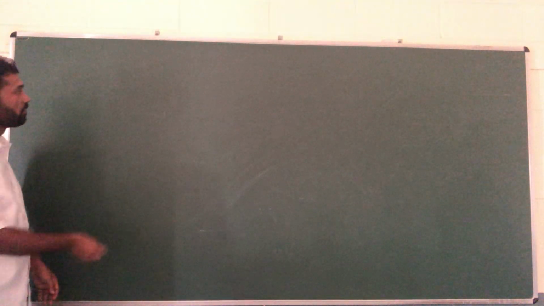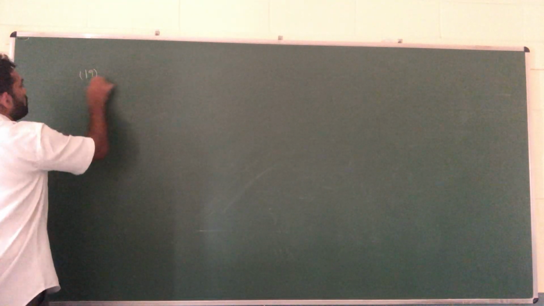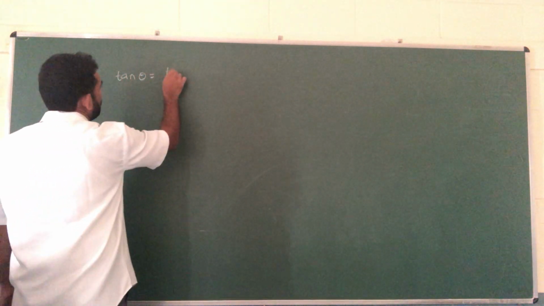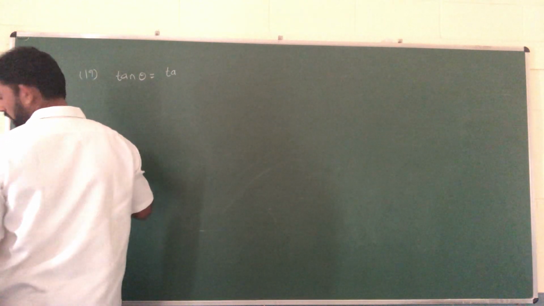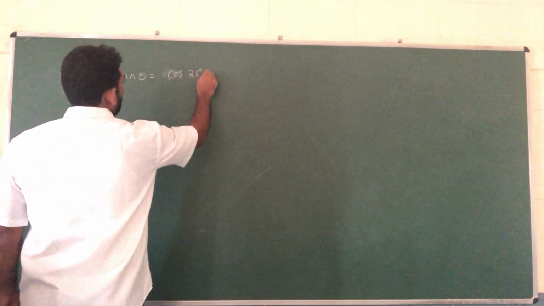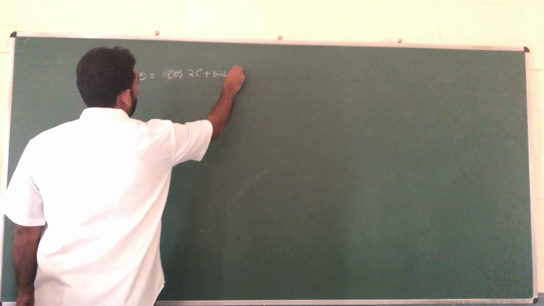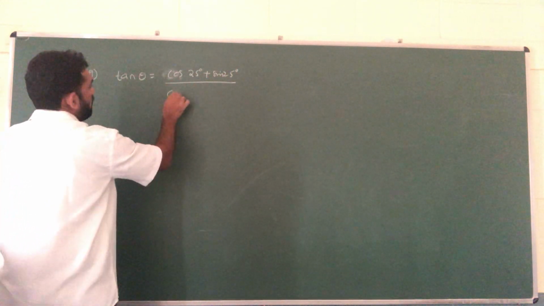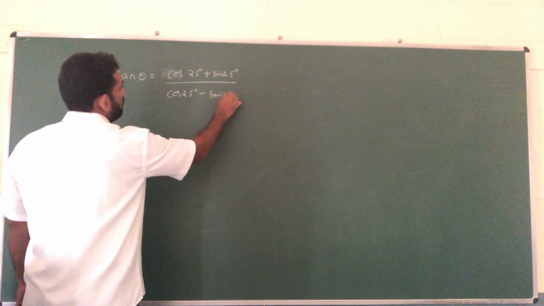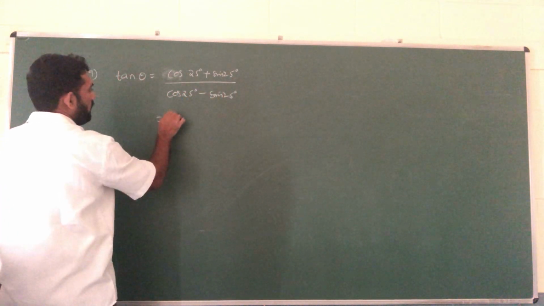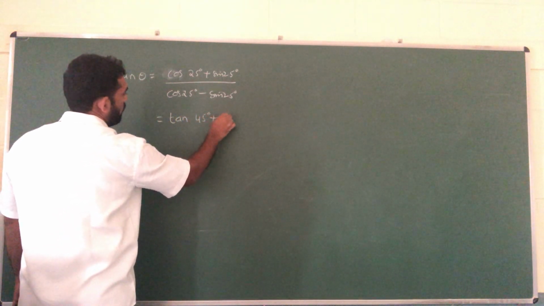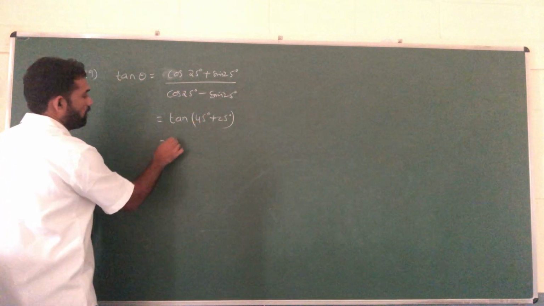19th one. Tan theta is equal to cos 25 plus sin 25 divided by cos 25 minus sin 25. So the answer will be tan of 45 plus 25. So that is your answer. How much are you getting?